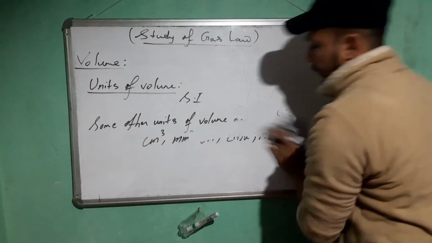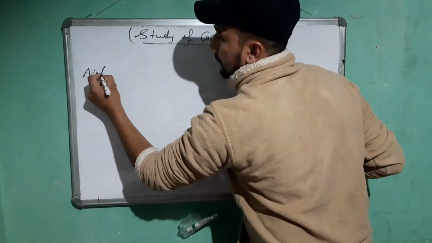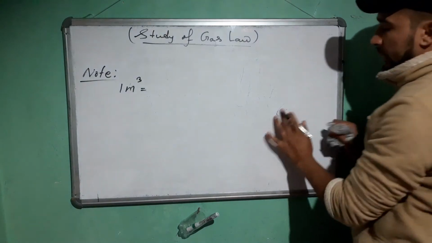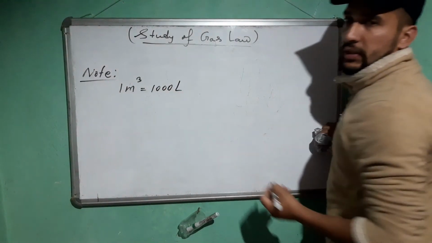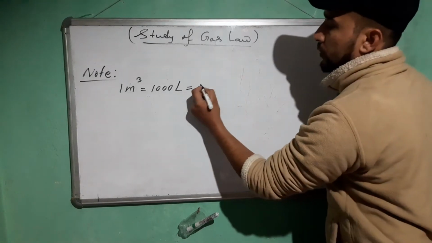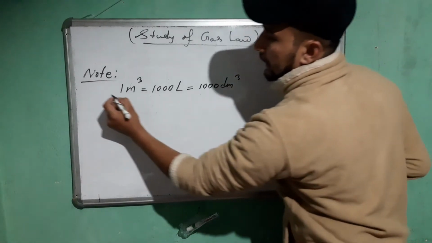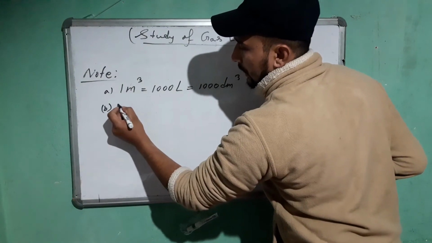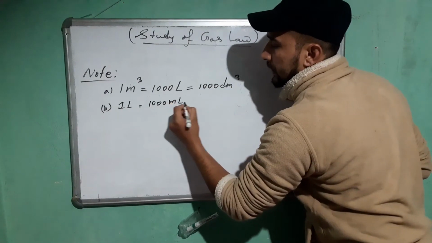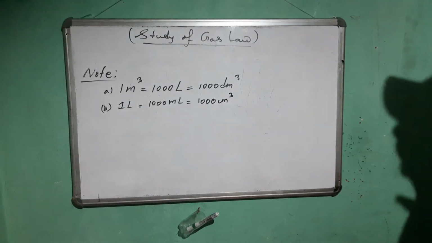Next important thing is, make a note. A: 1 meter cube is equal to 1000 liters, and this is also equal to 1000 decimeter cube. dm stands for decimeter. B: 1 liter is equal to 1000 milliliter, and this is also equal to 1000 centimeter cube.